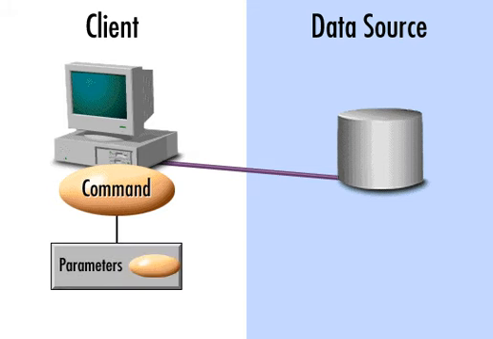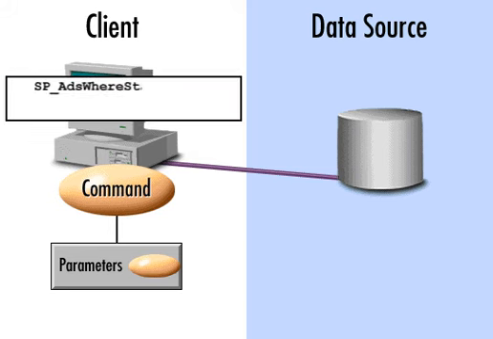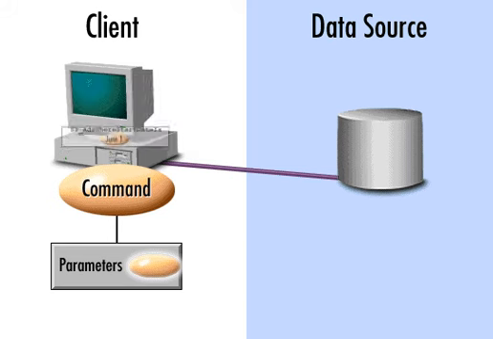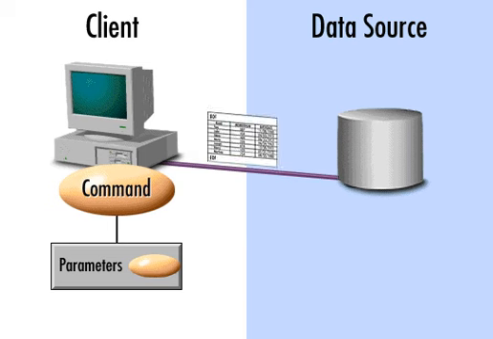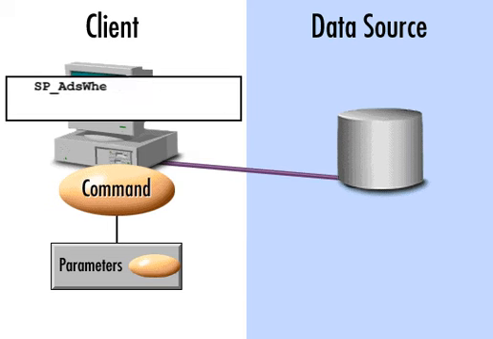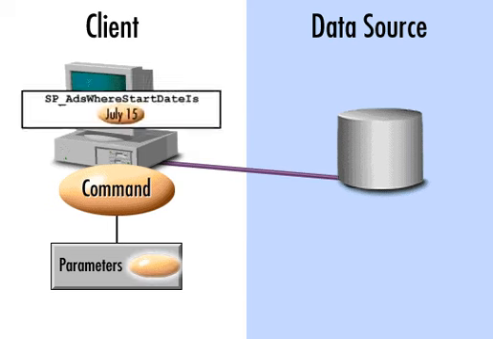The ADO parameters collection contains one or more parameter objects and is associated with a command object. This collection provides parameter information for a stored procedure or a parameterized query specified in the command object. This command object can then be reused with new parameters being specified for each use of the command.